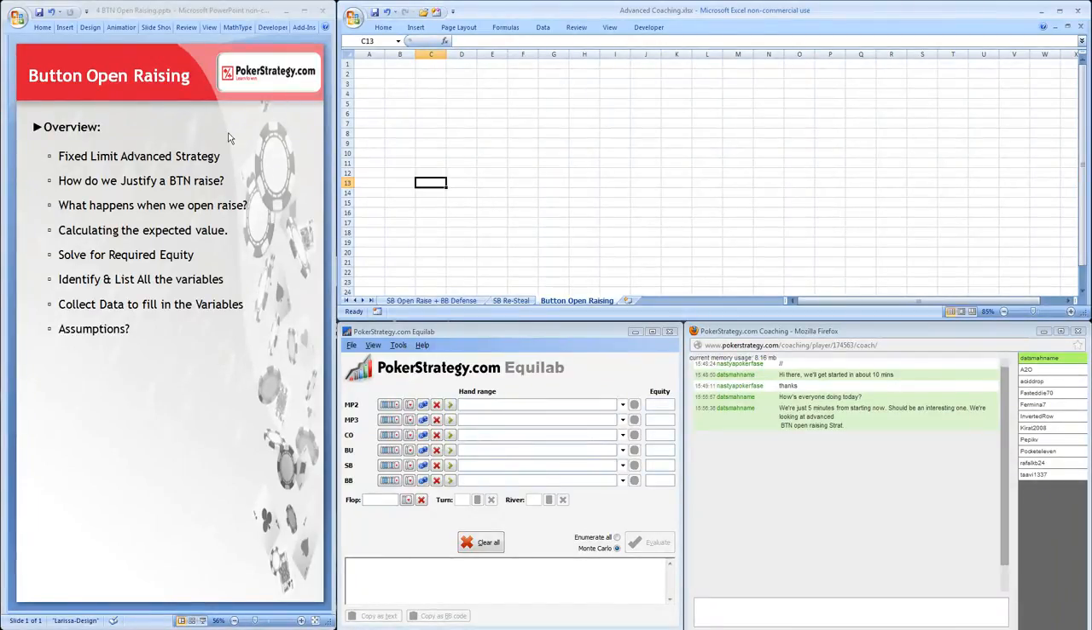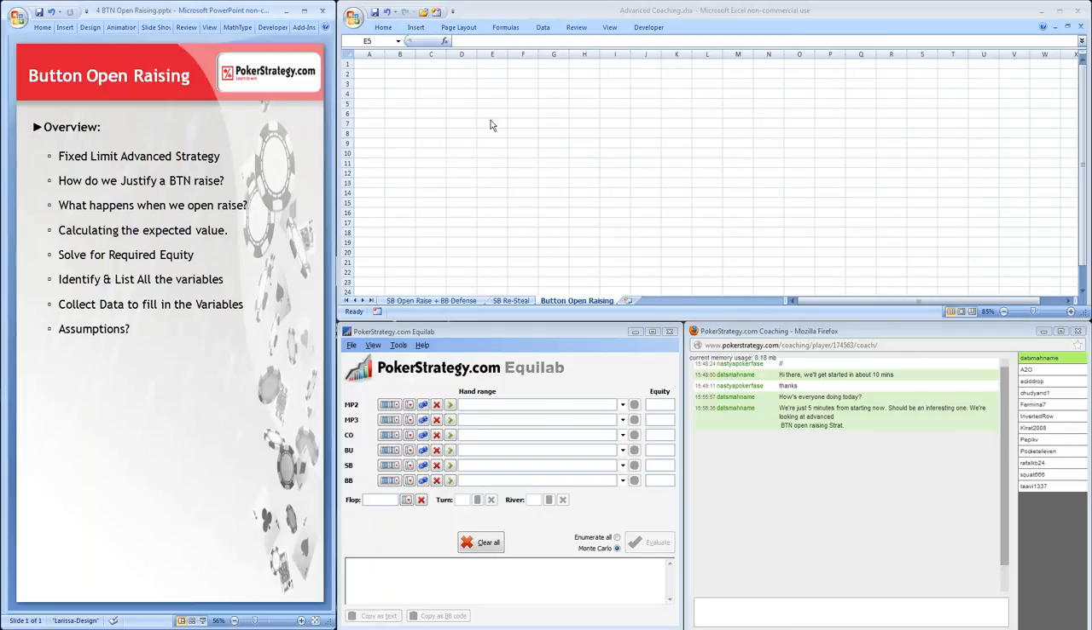So basically what we're going to do is I'm going to ask you guys some questions, right? We're going to go through this step by step, and you guys are going to develop the strategy, the entire strategy. So the plan today is we're going to be looking at button open raising, right? This will be advanced fixed limit strategy. And the first question we want to ask ourselves is, how do we justify an open raise on the button?